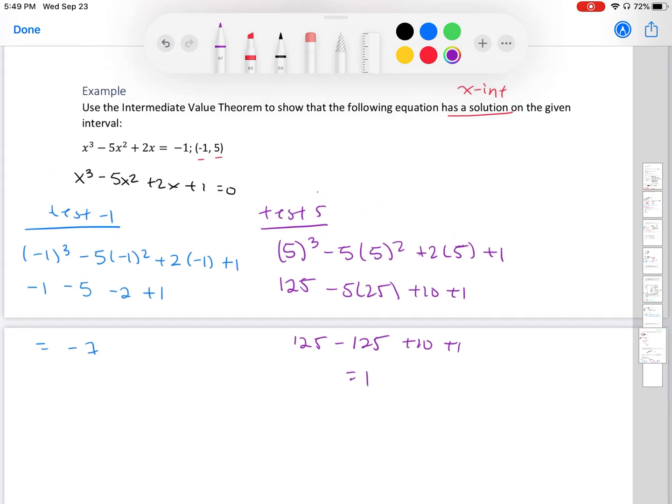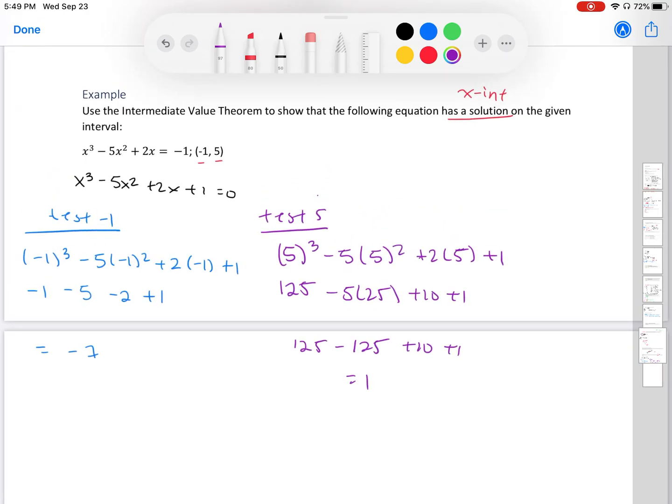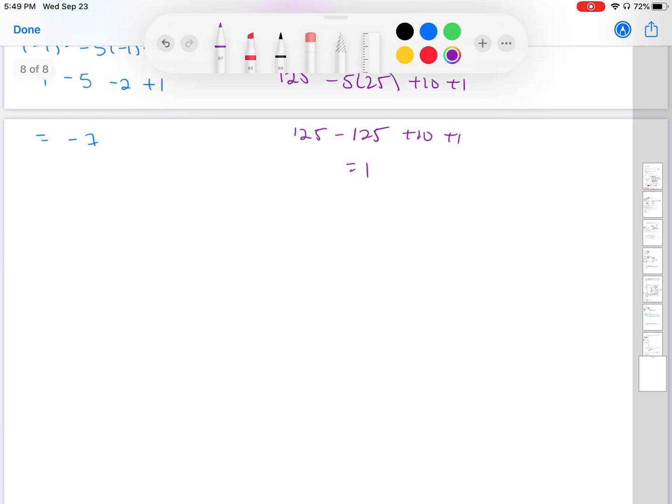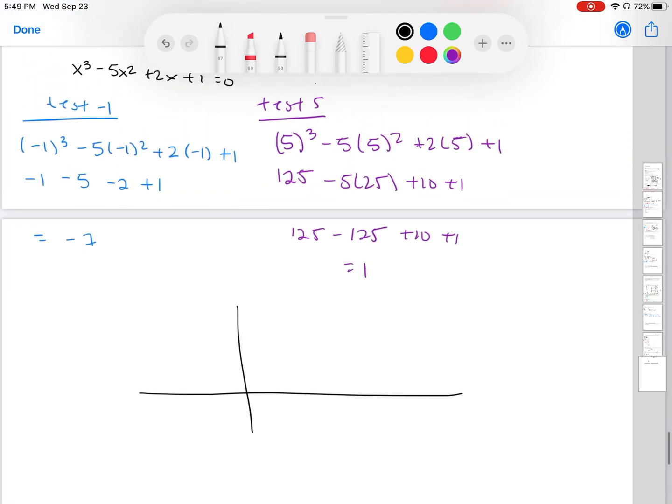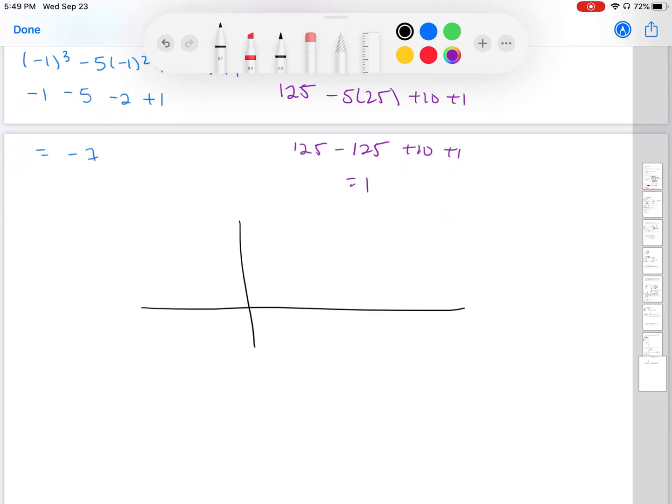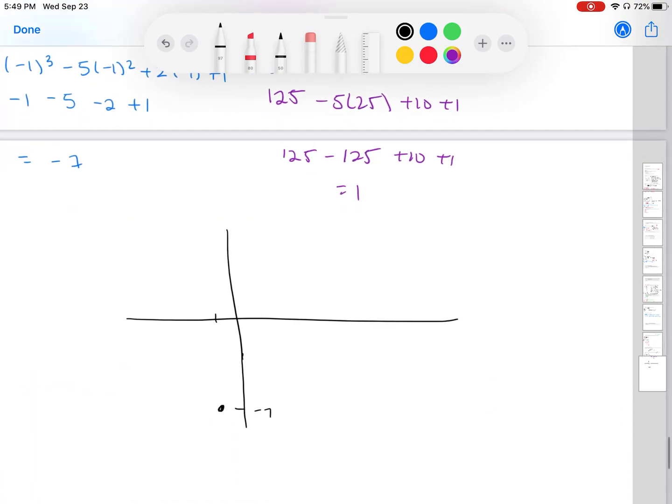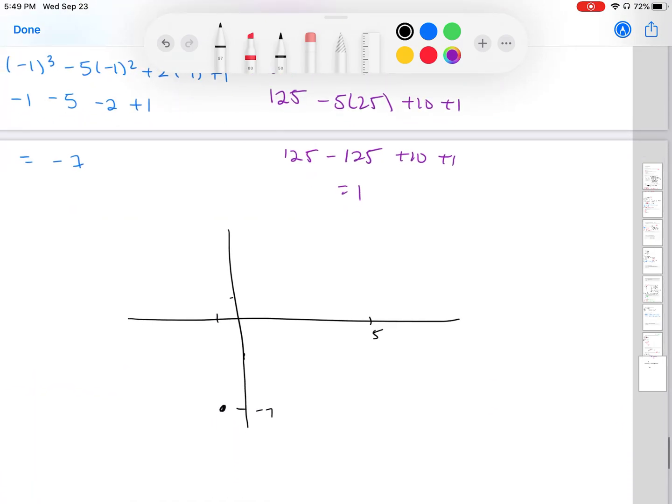So is there a solution in our interval of negative 1 to 5? Well, yeah, because if we graph it, we have our point at negative 1, negative 7, say here, and the point 5, 11, say here. So that means if it's continuous, I somehow have a c which produces a solution, which crosses my x-axis.